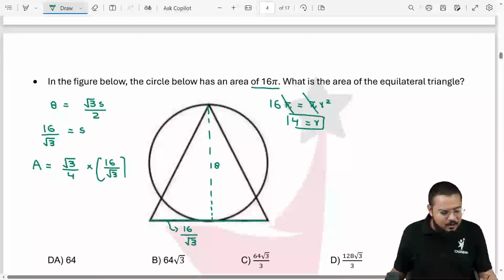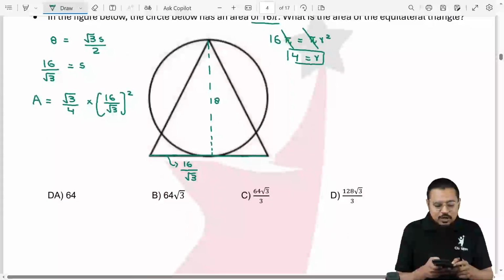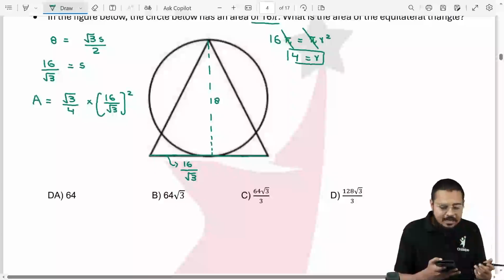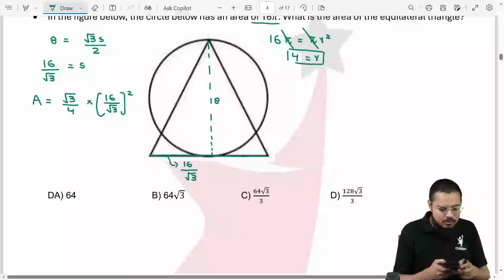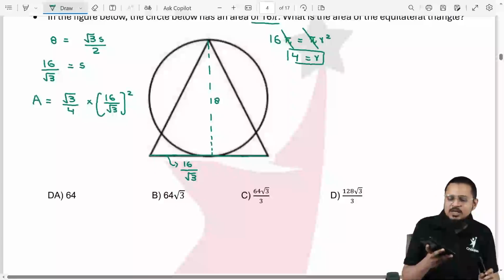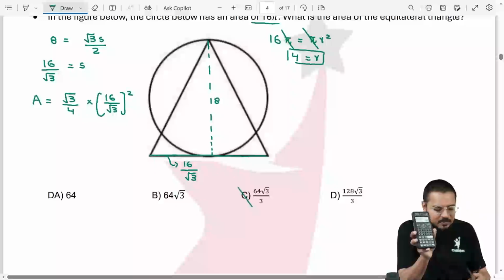60 divided by root 3 over 4 squared. And then, very carefully, I'm going to type everything on my scientific calculator. Make sure that you're not doing anything manually, because the first thing is that you need to avoid all the silly errors that you might make in a given paper. And at the same time, you have to save your brain for all those harder questions in a given module. So for example, root 3 over 4 divided by 16 divided by root 3, everything being typed on my scientific calculator as it is. Now once I simplify this, my calculator is giving me 64 root 3 over 3. That's my answer, option C, right over here.